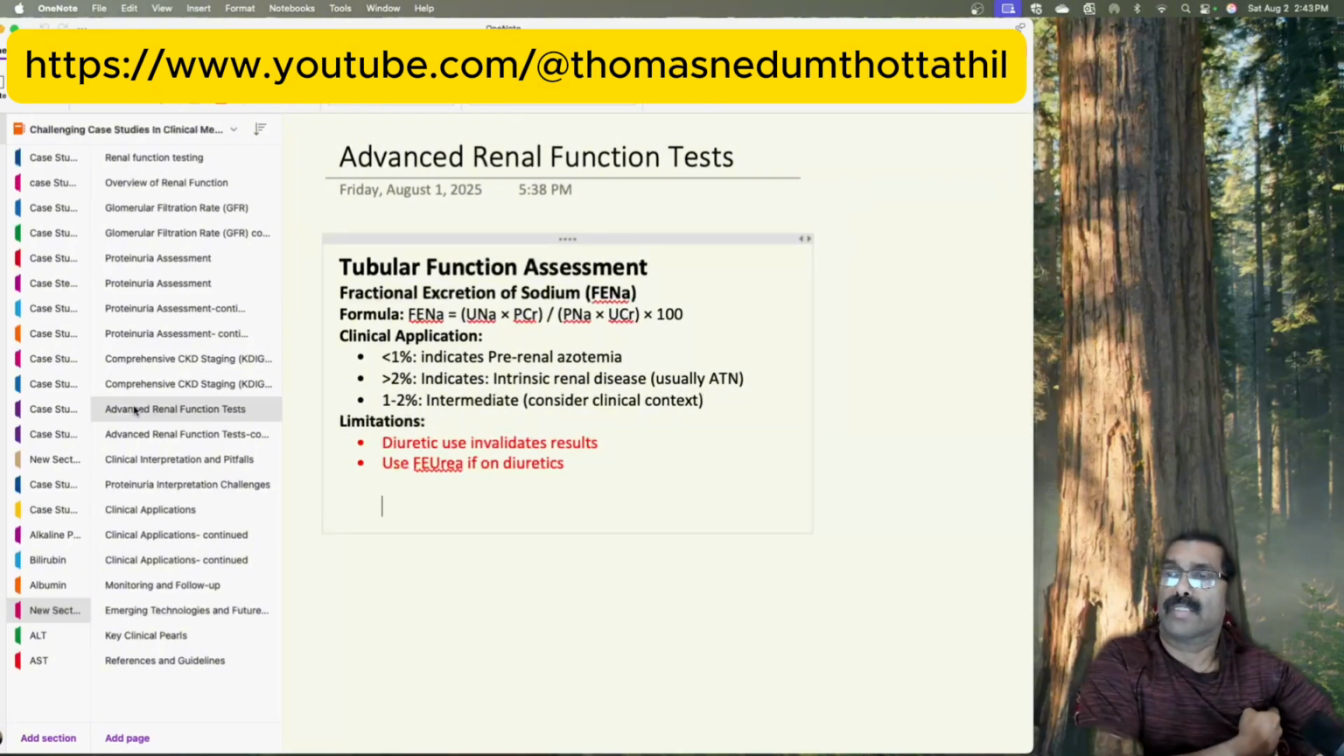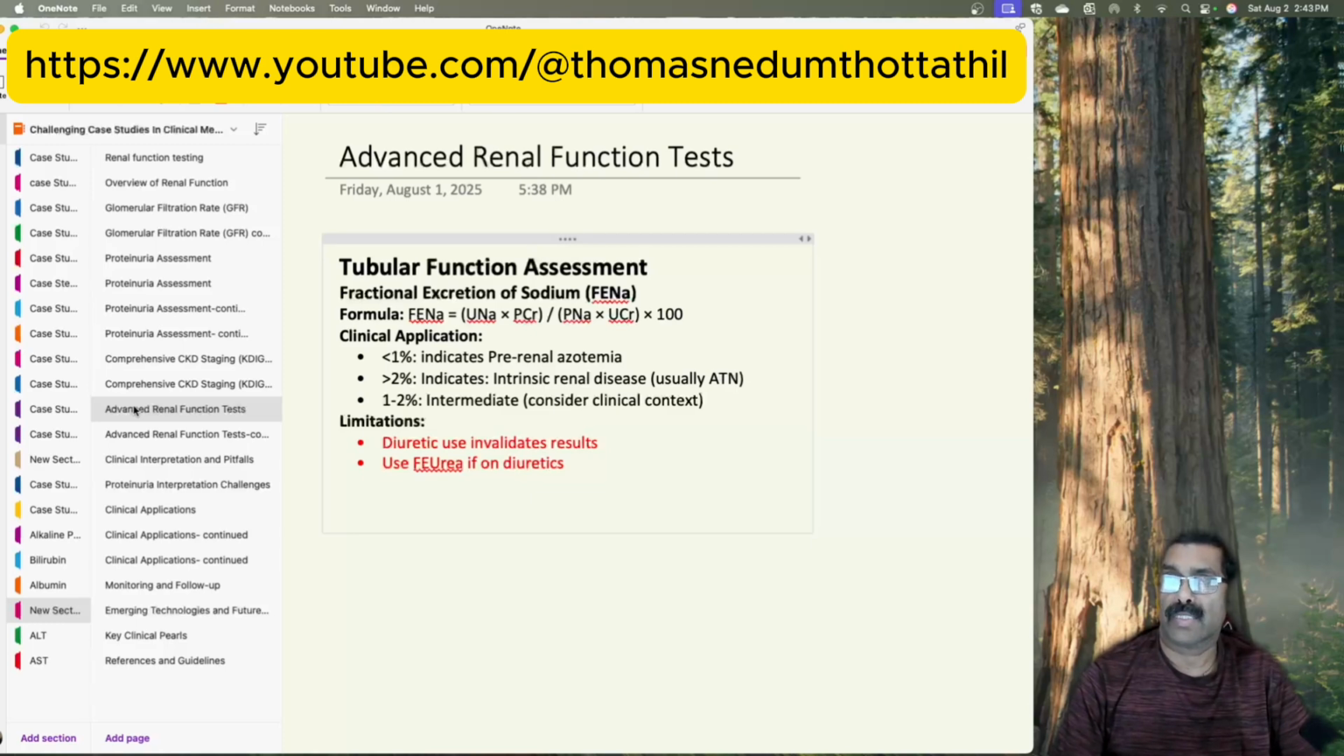Advanced renal function tests. Tubular function assessment. Fractional excretion of sodium, otherwise known as FeNa. The formula for calculating FeNa is urine sodium times plasma creatinine divided by plasma sodium times urine creatinine, multiplied by 100. Clinical applications.